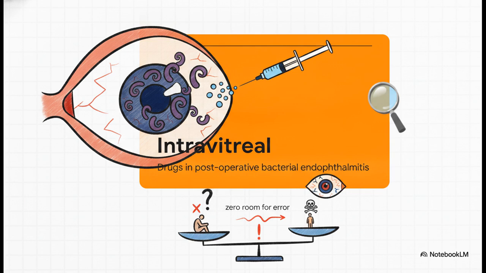Because the eye is this incredibly small, closed, and fragile system, there is literally zero room for error. If the dose is too weak, the infection could cause permanent blindness. But if it's too strong, the chemical toxicity of the drug itself could destroy the patient's vision.